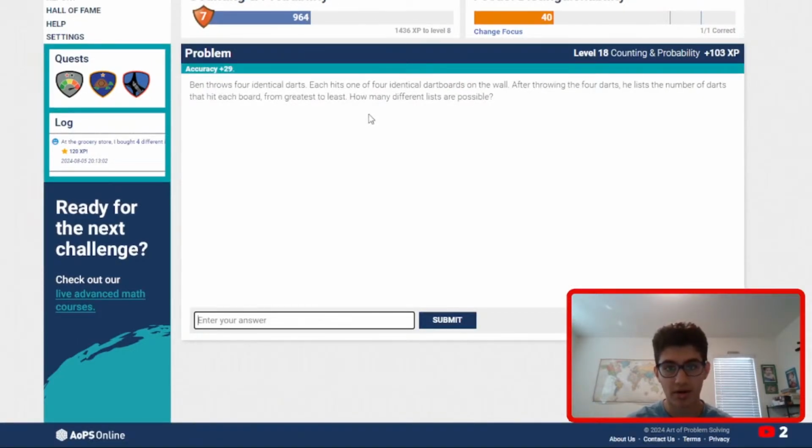Okay, Ben throws four identical darts. Each hits one of the four identical dartboards on the wall. After throwing the four darts, he lists the number of darts that hit each wall, from greatest to least. Wait, he throws four identical darts. Each hits one of four identical dartboards on the wall. He lists the number of darts that hit each board, from greatest to least.